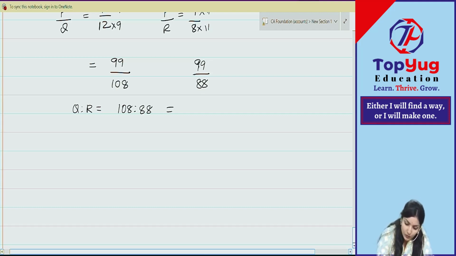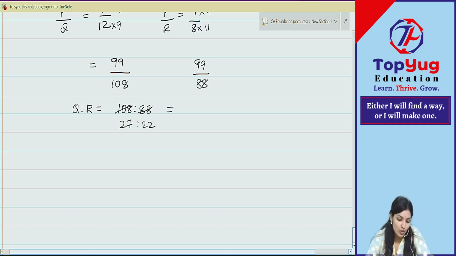Simplify it. 4 2s are 8, 4 7s are 28, and 4 2s are 8. So 27 is to 22. Option B.